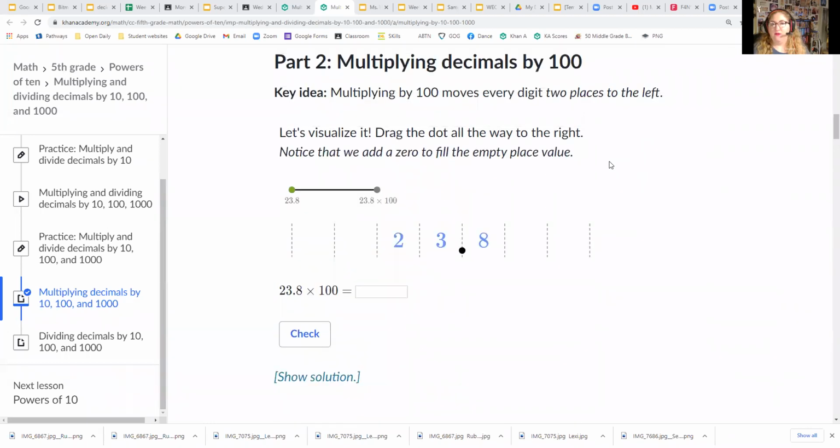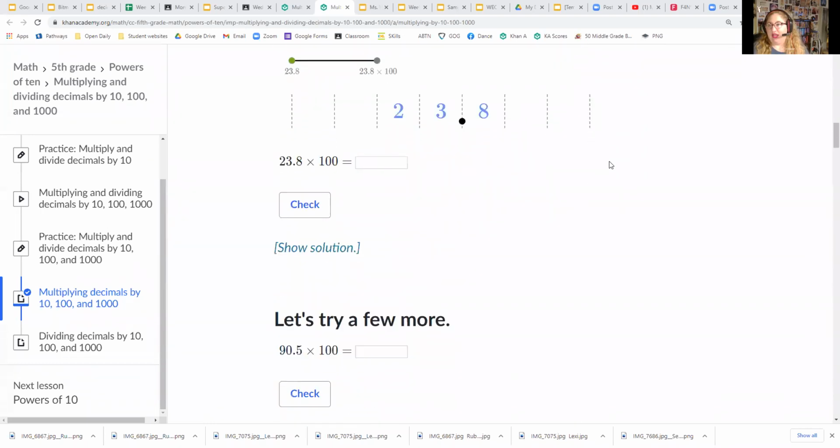Now, what about multiplying by 100? It works almost the same way, except that there are 2 zeros. So you'll move the decimal 2 spots. We're going to move to the right because we're multiplying. It's going to get bigger. Move it 2 spots. Oh, but there isn't a spot. Just move it and put a 0 there. So this is going to become 2,380.